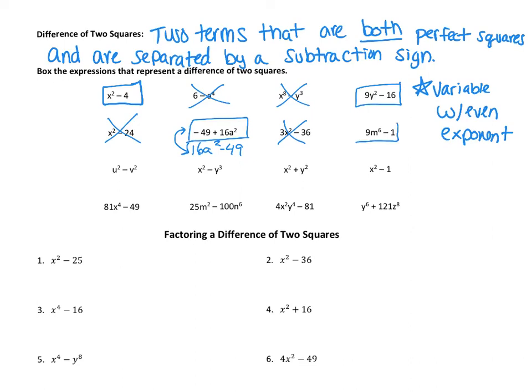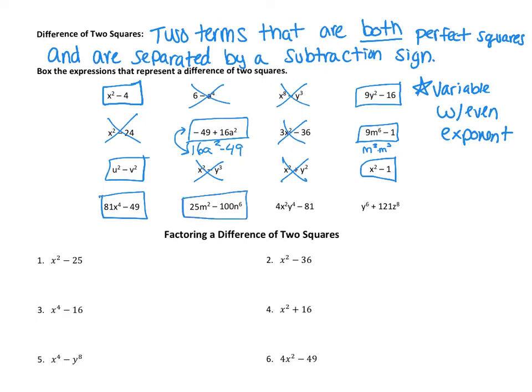This is also a difference of squares, because 9 is a perfect square and so is 1, and m to the 6th power, well that's the same as m to the 3rd times m to the 3rd. So it is a perfect square. This is also a difference of squares. This is not, because it's addition. This is. 1 is a perfect square. That's probably one of the most forgotten ones. 81 and 49, both perfect squares. 25 and 100, perfect squares.